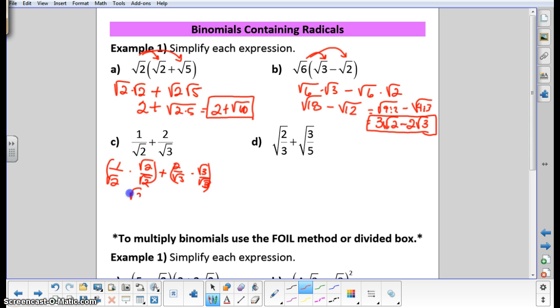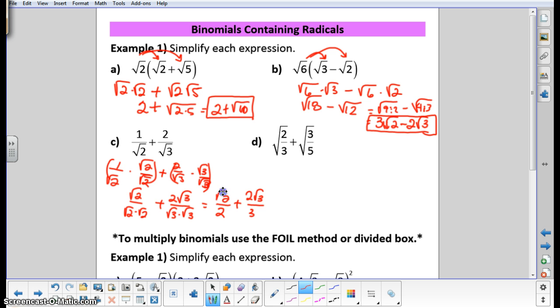and that's going to be root 2 over root 2 times root 2. And this one is going to be 2 times root 3, and that's root 3 over root 3, root 3 times root 3. So we have root 2 times root 2 is just 2, plus 2 root 3 over, and then root 3 times root 3 is just 3.